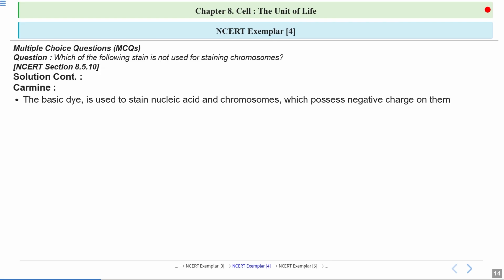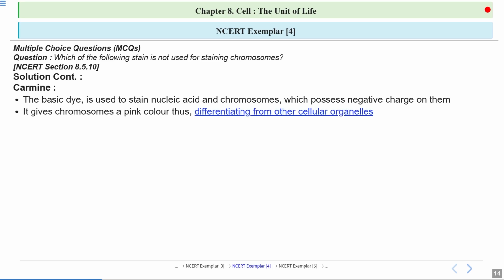Now let's talk about carmine. Carmine is a basic dye. This is used to stain the nucleic acid and chromosomes. You know that nucleic acid and chromosomes have a negative charge. DNA has a negative charge because of the phosphate. So carmine is used to stain the nucleic acid which has a negative charge. It gives chromosomes a pink color, differentiating them from the other cellular organelles. Chromosomes are ultimately made up of DNA, or you can say chromatin.